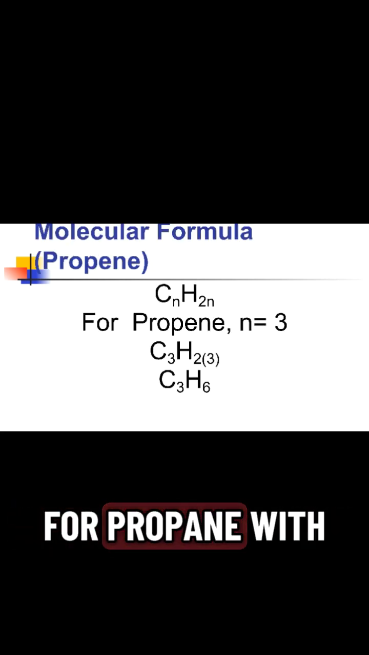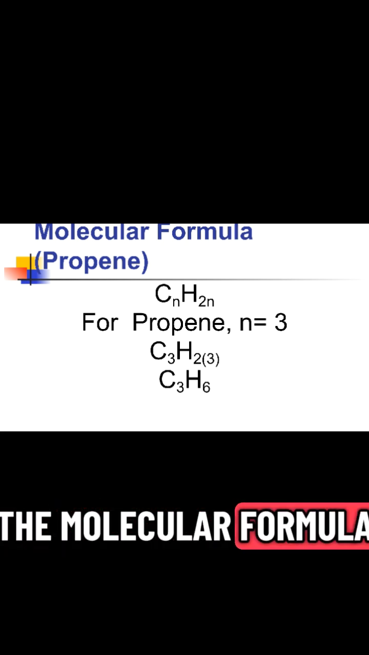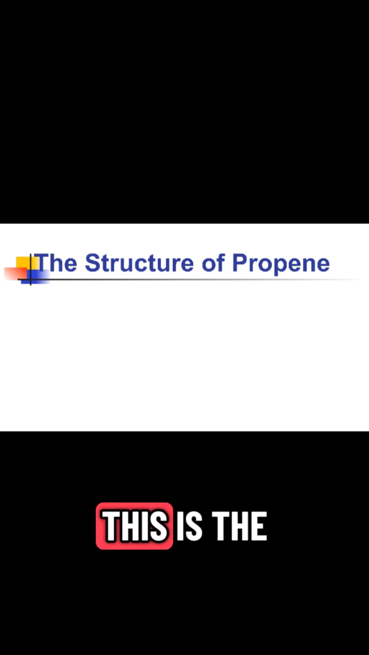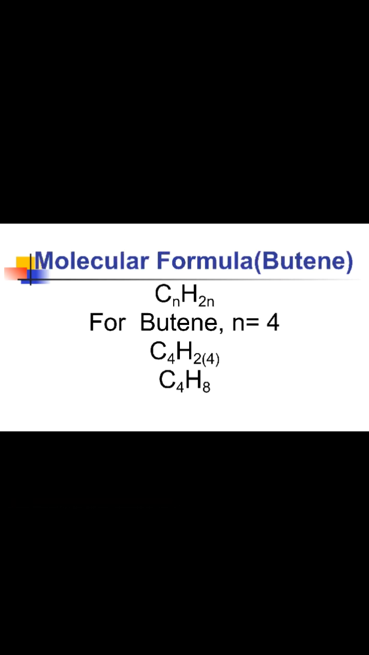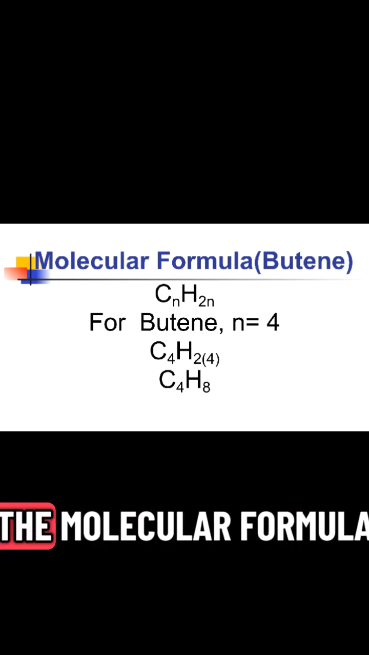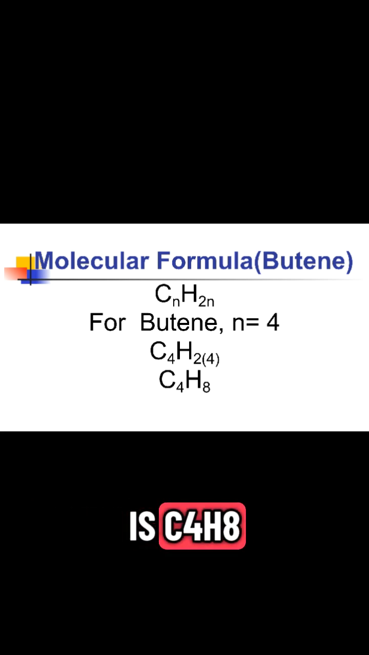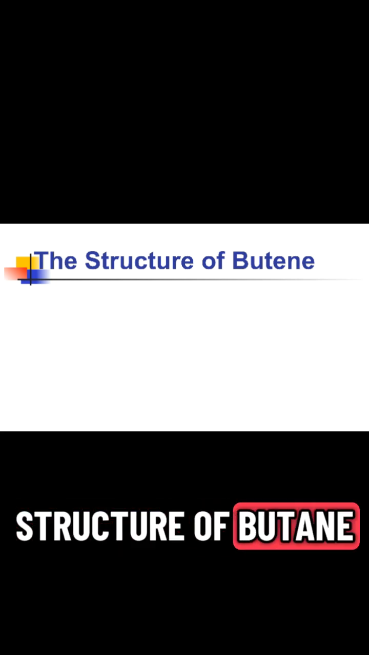For propene, with n equal to 3, the molecular formula is C3H6. This is the structure of propene. For butene, where n equals 4, the molecular formula is C4H8. This is the structure of butene.